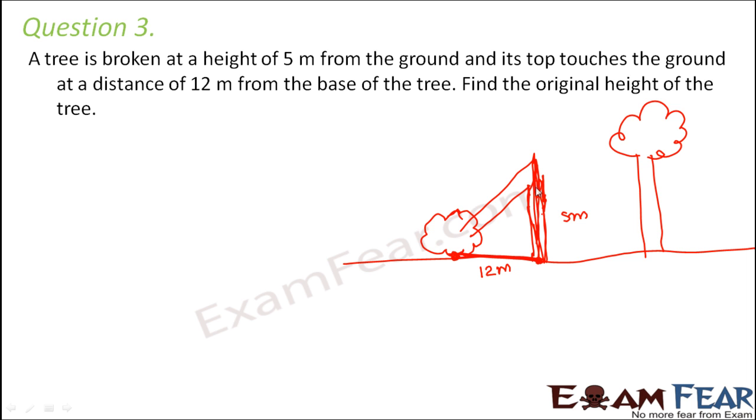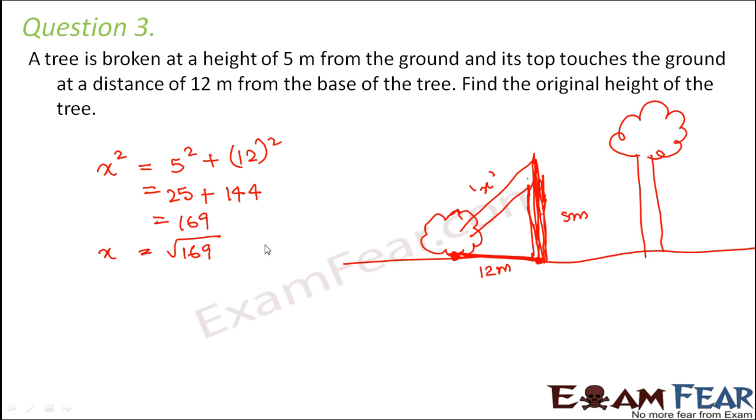So the original height of the tree would be this height plus this height, right? So you actually need to find this x. Once you find x, x plus 5 would be the original height of the tree. So how do we find x? To find x, we make use of Pythagoras theorem. x square is equal to 5 square plus 12 square. So 5 fives are 25, 12 into 12 is 144. This is equal to 169. So x is equal to root over 169 and root over 169 is nothing but 13. So this is 13 meters.